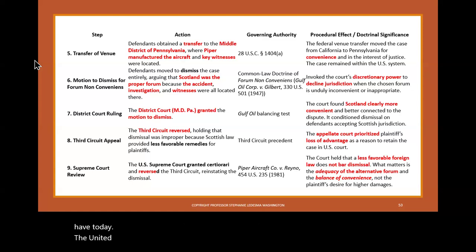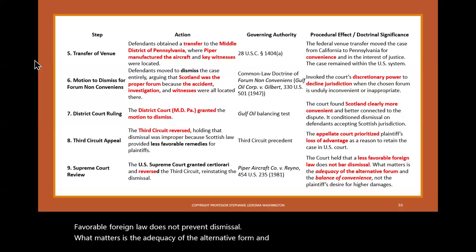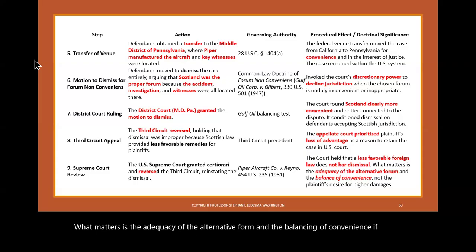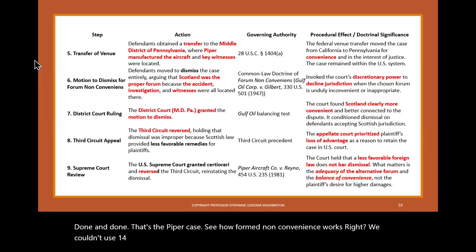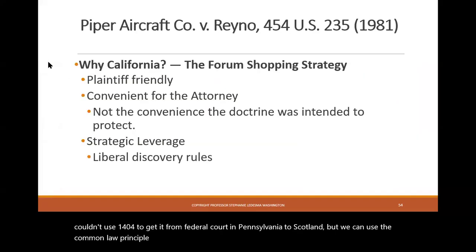The United States Supreme Court held that a less favorable foreign law does not prevent dismissal. What matters is the adequacy of the alternative forum and the balancing of convenience. If the Scotland forum is able to adequately address the case, then let Scotland, where a majority of all the events that make the case, adjudicate the case. Done and done. That's the Piper case. See how forum non conveniens works, right? We couldn't use 1404 to get it from federal court in Pennsylvania to Scotland, but we can use the common law doctrine of forum non conveniens.